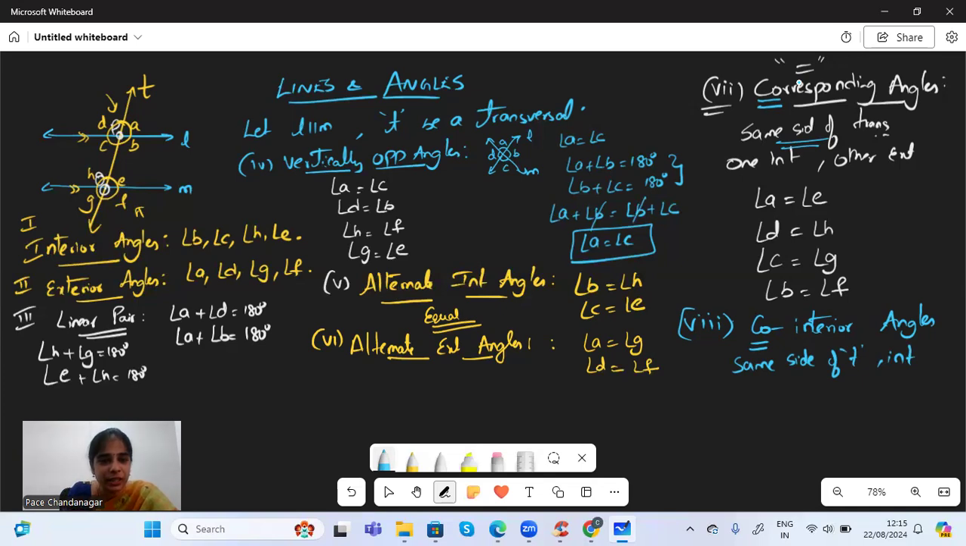Clear? So interior angles, I have only B, C, H, and E. That too, I want the same side of the transversal. Suppose I select the right side, right? So if I'm going with the right side, is it B and E?